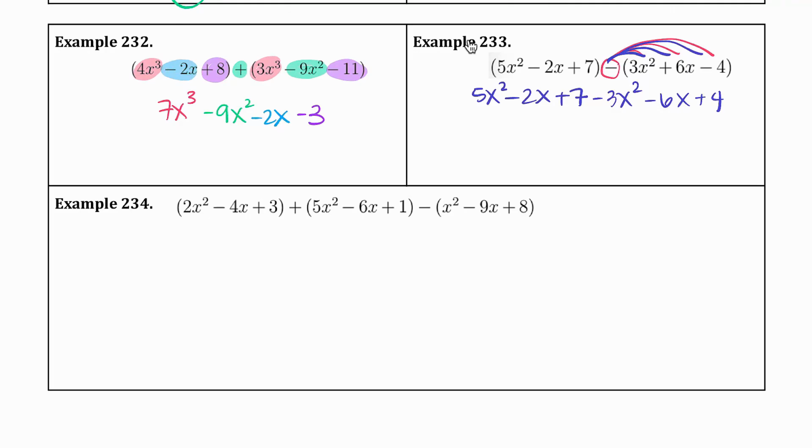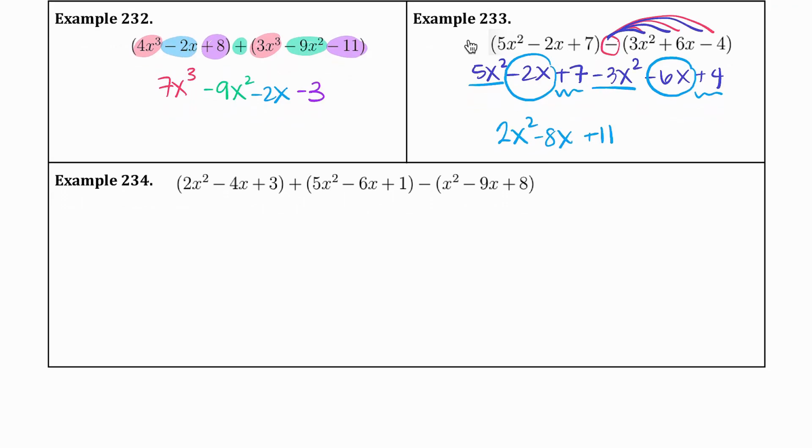Now if we combine our like terms, put our x squareds together, 5x squared minus 3x squared is 2x squared. Put our x's together, negative 2x minus 6x is negative 8x. Put our numbers together, positive 7, positive 4 is positive 11. We've combined all the like terms we can, so we stop there.